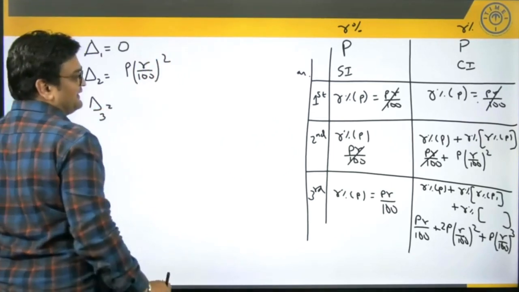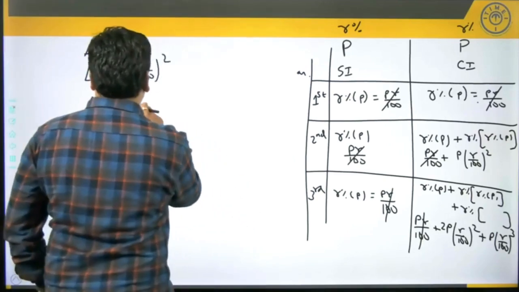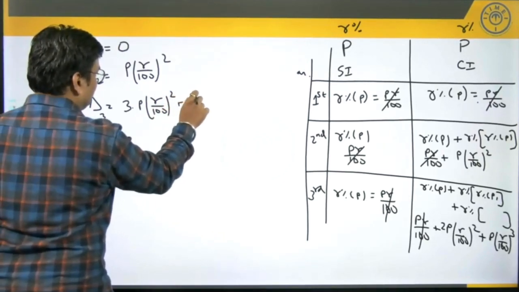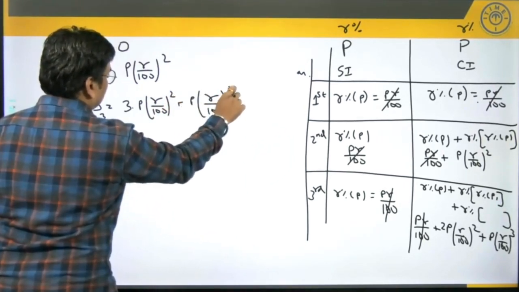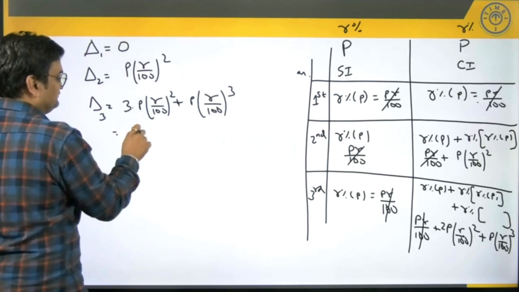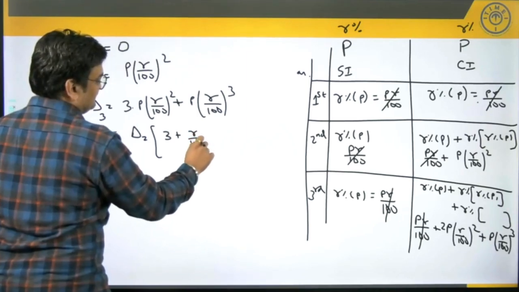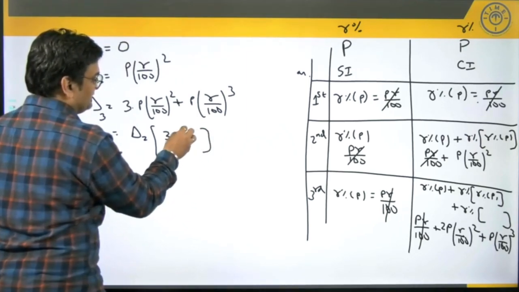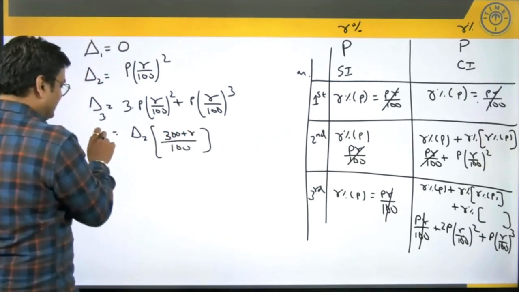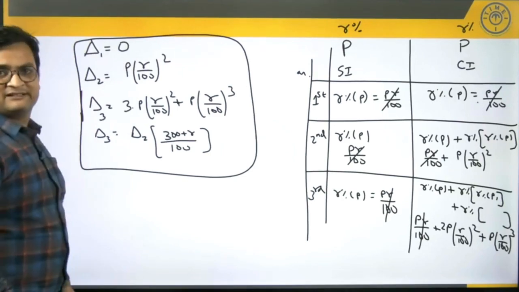Difference for 3 years, delta 3, you can see again the difference is these expressions, this one and these two. So when you add it, it's 3 into P into R by 100 whole square plus P into R by 100 whole cube, which is nothing but, if I take P into R by 100 whole square common outside, that's delta 2, times 3 plus R by 100, correct? Which can be written, when you take the LCM, as 300 plus R by 100. So delta 3 and delta 2 have the following relation. So these are the formulae that we can remember.